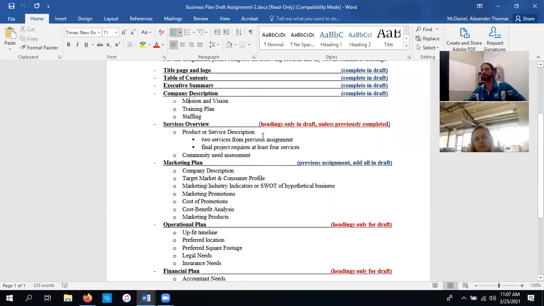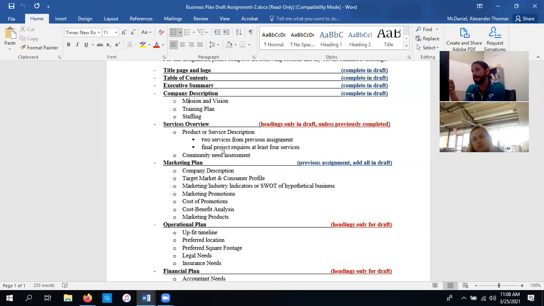Your product or services. This we just did in the last assignment. So you'll move the stuff from the last assignment into here, and then make sure you have a bullet point list of how much your services cost. So a brief paragraph of your product or your services, and then a bullet point list of how much they cost to your client.